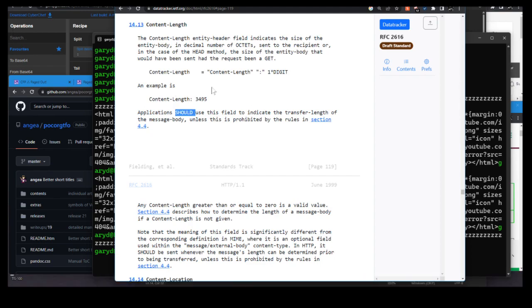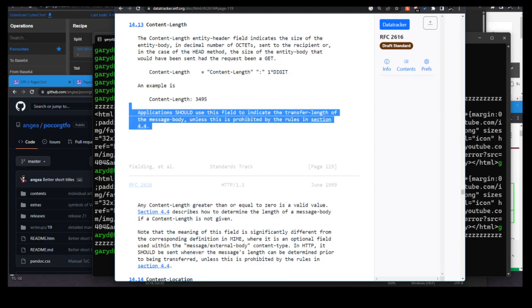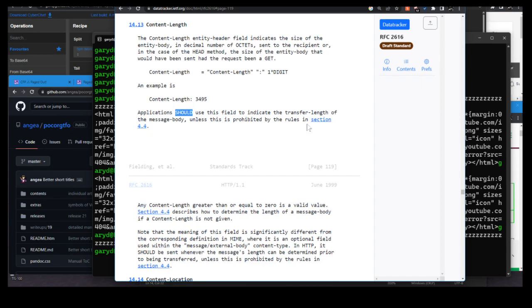The point is, this is important. Actually, yeah, this is the most important part of this little paragraph right here: the fact that this says "should," right? So this means that not all applications use this field to indicate the transfer length of a message body, okay? There may be applications that don't do this. And if you write an application that makes some assumptions about this content length and what it's being used for, you are making a mistake, okay?